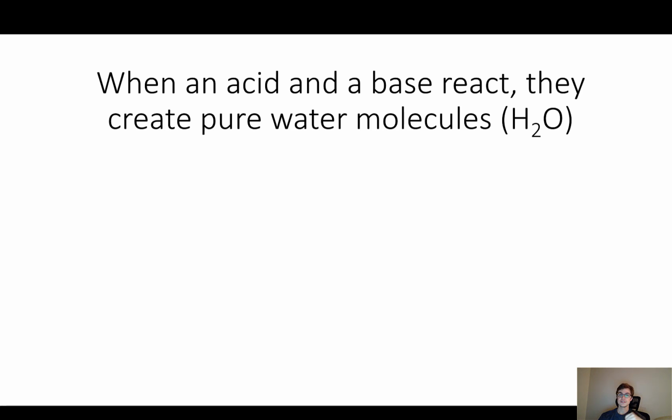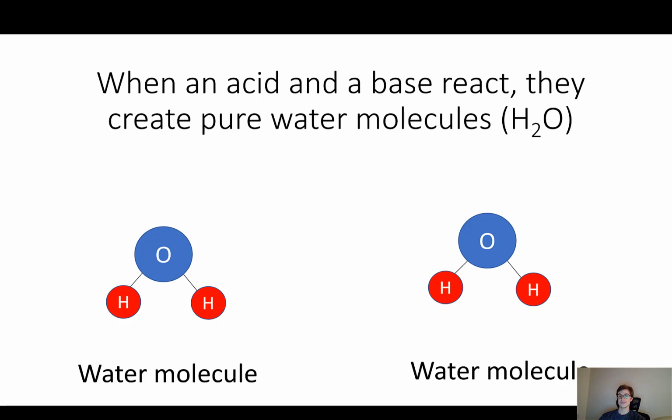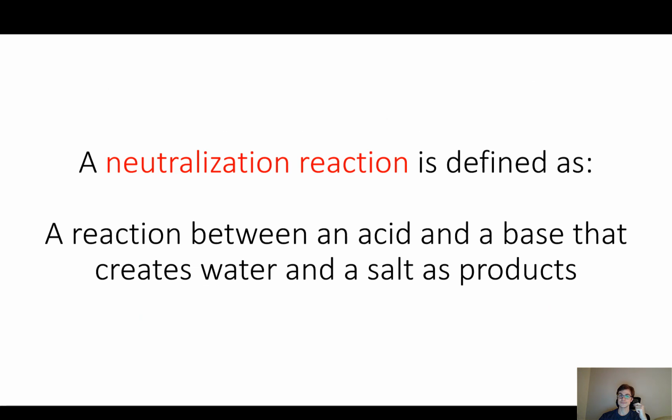Here's the new stuff. When you put an acid and a base together and they react, they create pure water molecules, or H2O. That's because the acid has H3O and the base has OH. The extra hydrogen from the acid just goes over and combines with a hydroxide to form a water molecule. So if you have an extra hydrogen and one fewer hydrogen than you need, you can just transfer one over and then you have two water molecules. It's great. So when an acid and a base react, they form pure water, totally harmless.